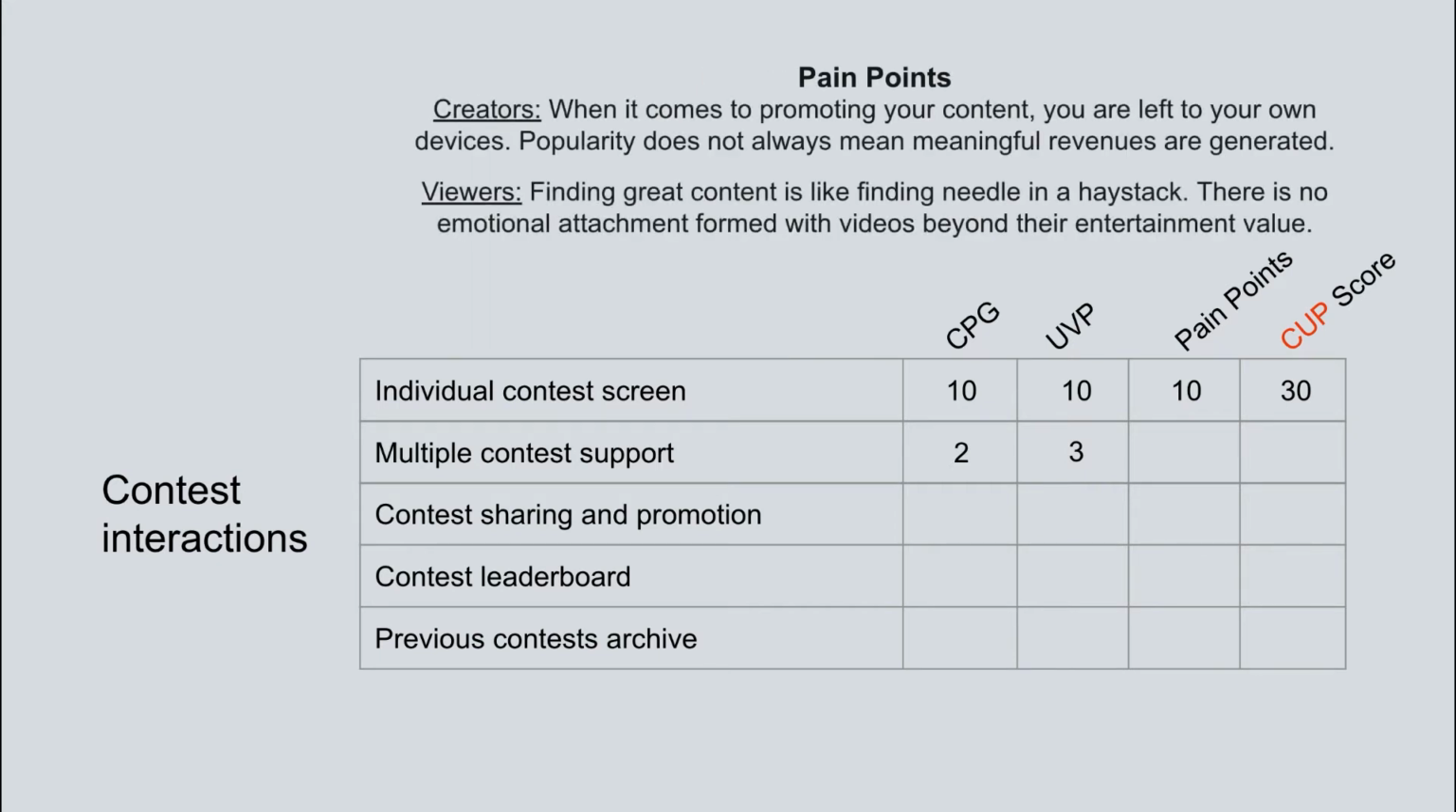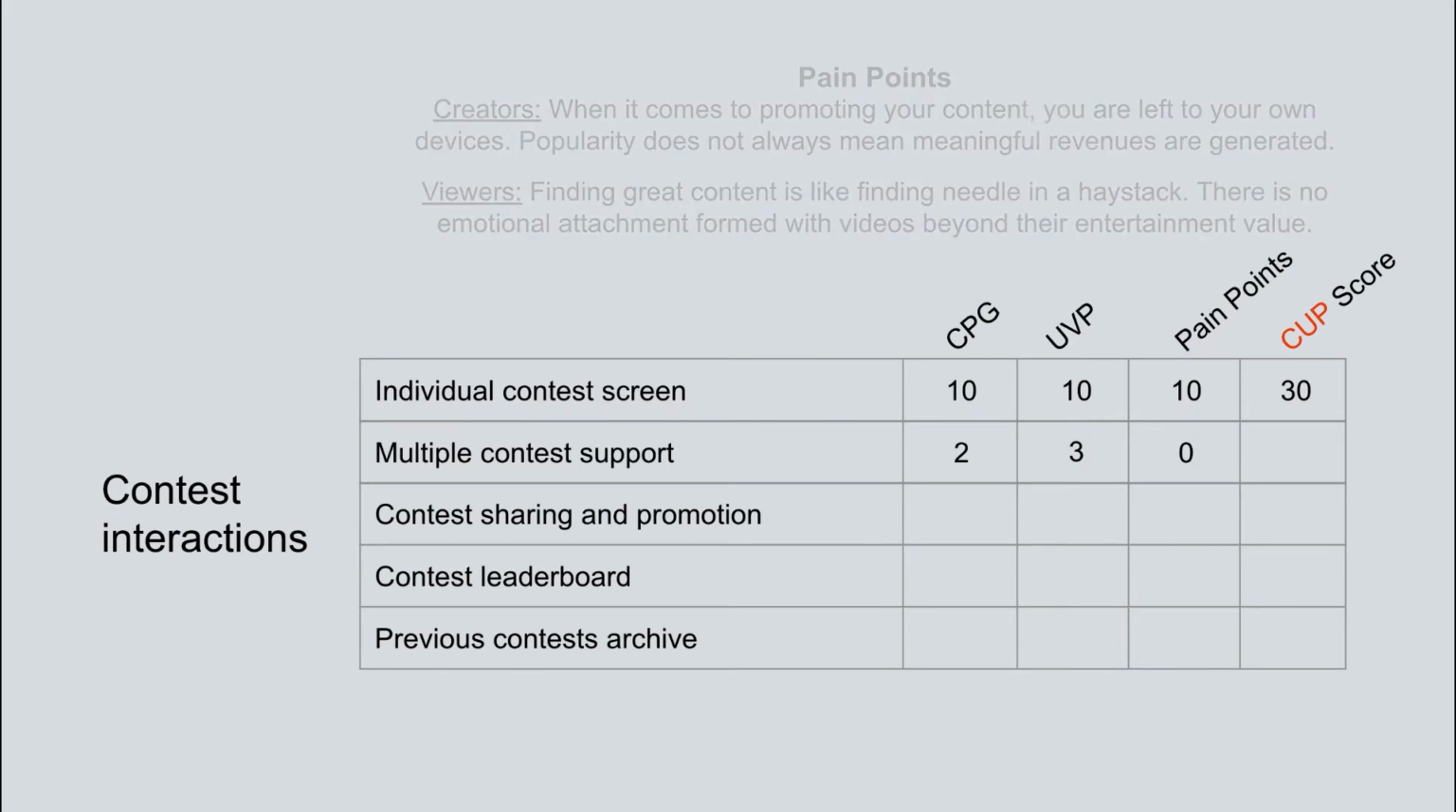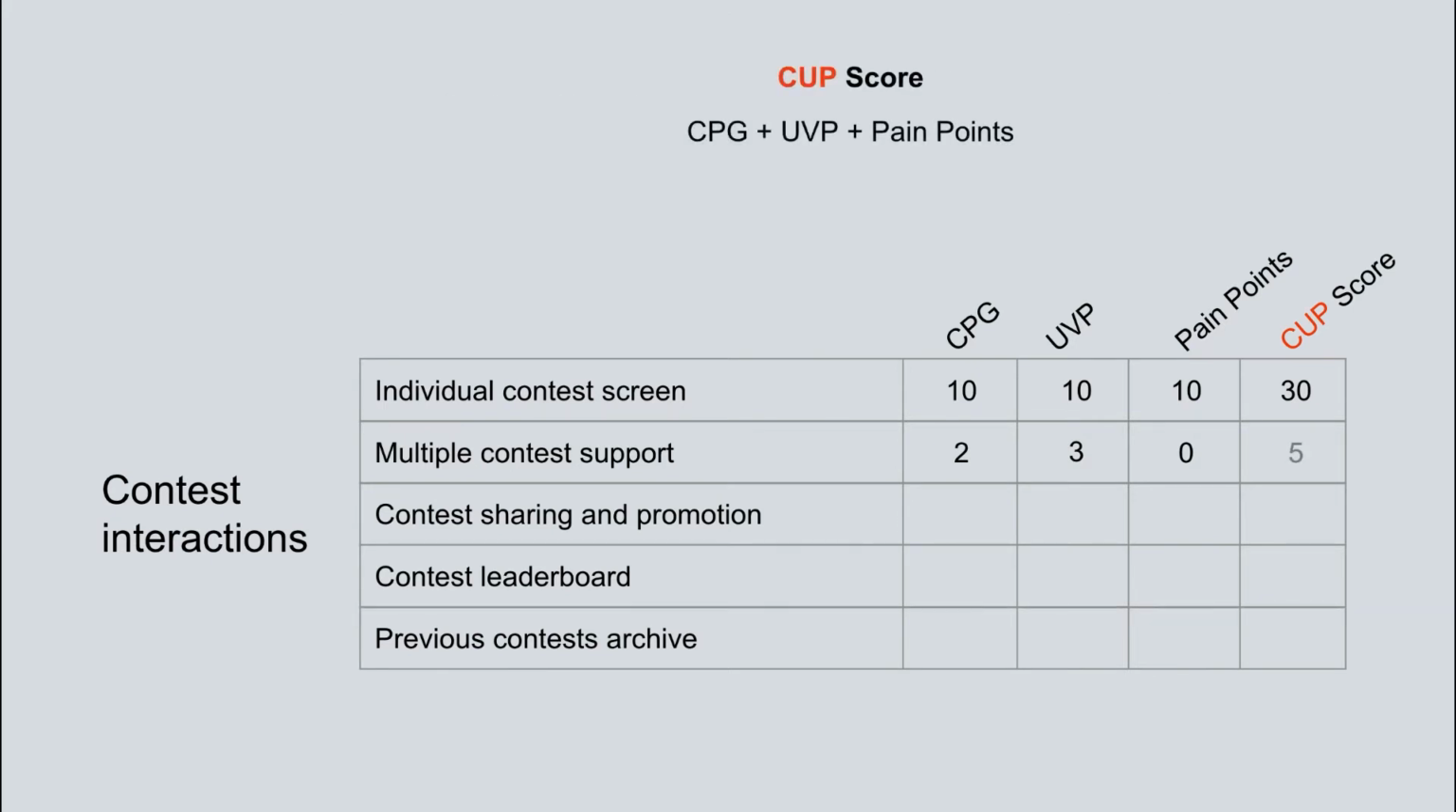Now let's take a look at the pain points. Our pain points for the creators are that they're left to their own devices to promote, and popularity doesn't always mean meaningful revenues are generated. None of them is addressed by having more than one contest. For viewers, finding great content is like finding a needle in a haystack, and you don't have an emotional attachment formed with the videos beyond their entertainment value. And again, having multiple contests doesn't really help with this. I could have given this a 2 or a 3, but I'm giving it a 0 just to illustrate the fact that you don't have to be exactly scientific. As long as you're somewhat consistent, the cup method will take care of the rest. And the sum of these scores is a 5.